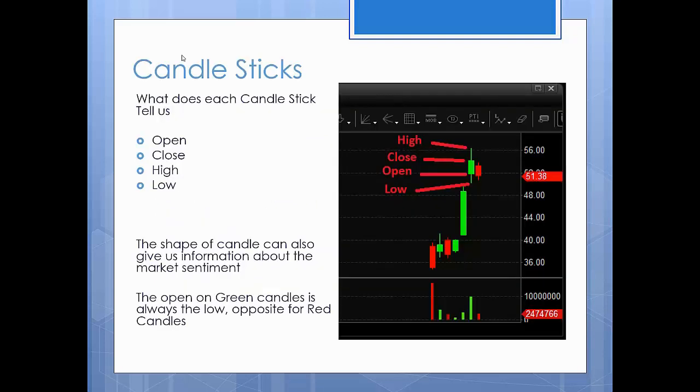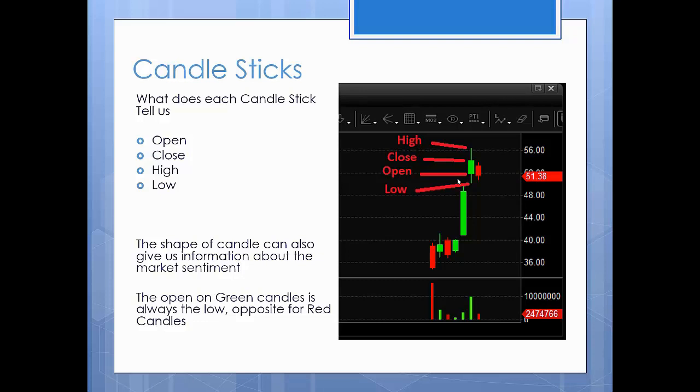Okay, so this is a candlestick. Each candlestick gives us 4 pieces of information: the open price, the close price, the low of that period, and the high of that period. Now those 4 pieces of information will be plotted out just the way you see here on the screen.